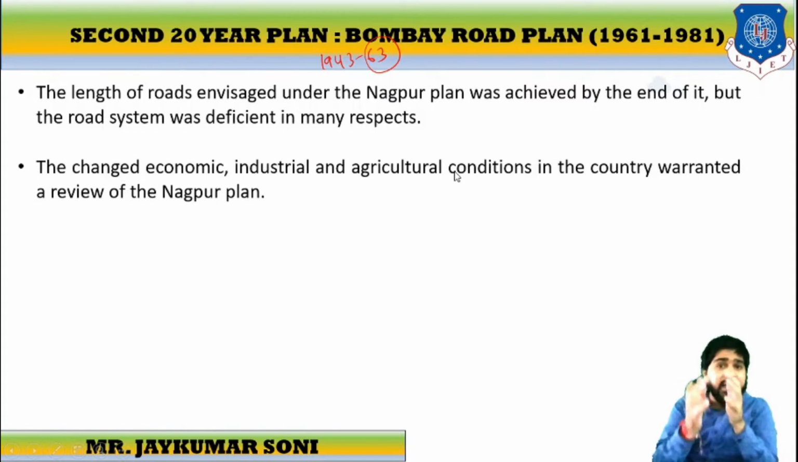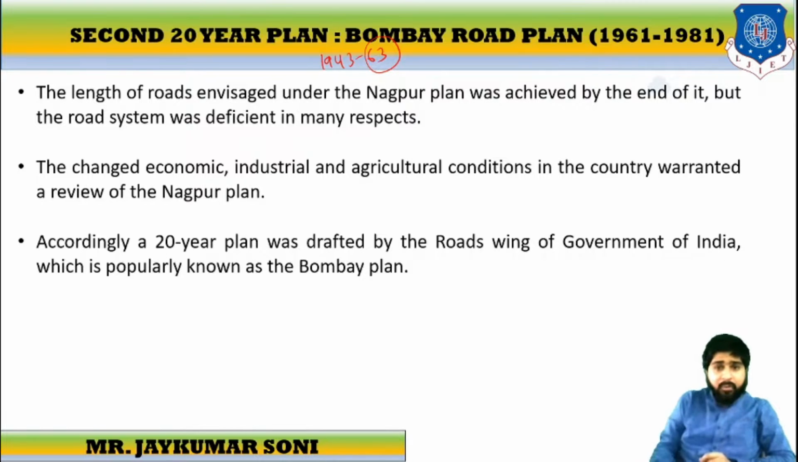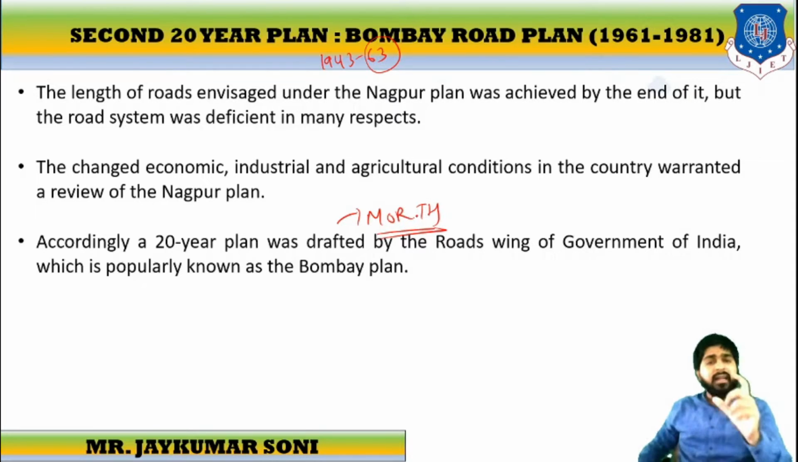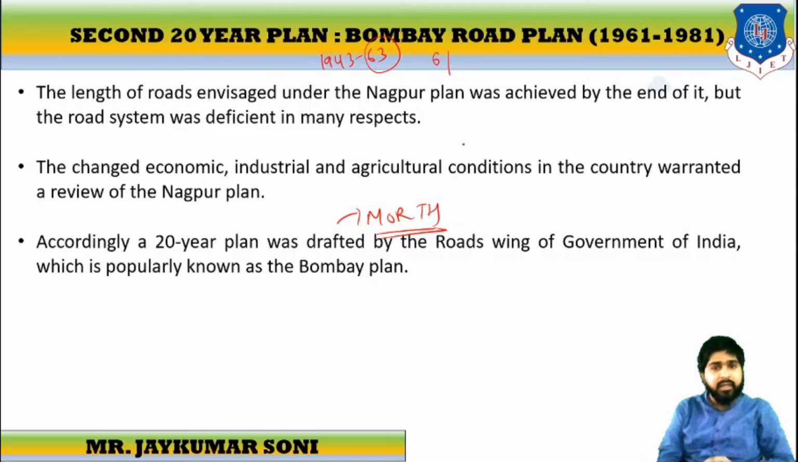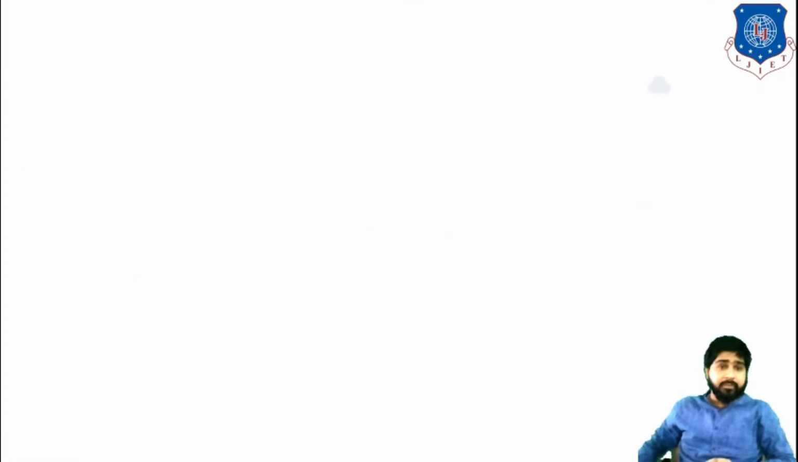So the changed economic, industrial and agricultural conditions in the country demanded a review of the Nagpur Road Plan. Accordingly, a second 20-year plan was drafted by the road wing of the Government of India, nowadays called the Ministry of Road Transport and Highways. That second 20-year plan is called the Bombay Road Plan. As the target was already achieved by 1961, the second 20-year plan had a tenure of 1961 to 1981. That is one of the most important things.